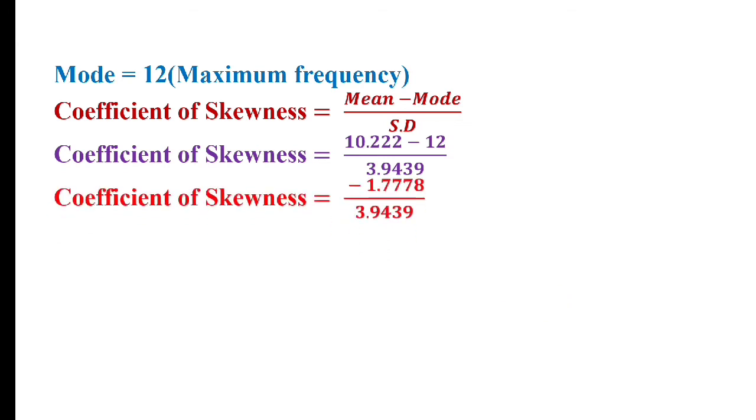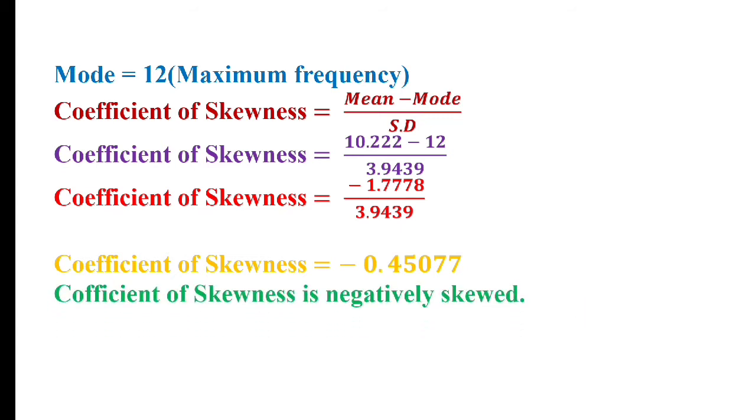10.222 minus 12 gives minus 1.7778, divided by 3.9439. So this value we get negatively, minus 0.45077. If you get 0, there is no skewness. If you get minus, it is negatively skewed. If you get plus, it is positively skewed. So the coefficient of skewness equals minus 0.4507, so the distribution is negatively skewed. This is the way to find the coefficient of skewness for an individual series of observations.